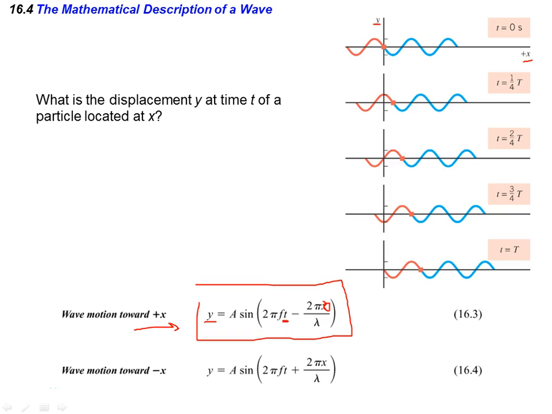Now, the only difference is if we're moving toward the negative x, or moving to the left, our wave function becomes y equals A sine of the quantity 2 pi f t plus 2 pi x over lambda. We won't necessarily do a ton of math dealing with these functions. However, we do need to be able to recognize, given a function, can we pull out our frequency, can we pull out our wavelength, or vice versa. If given a frequency and wavelength of a wave, can we write this function?